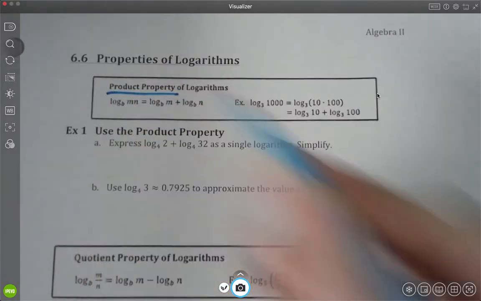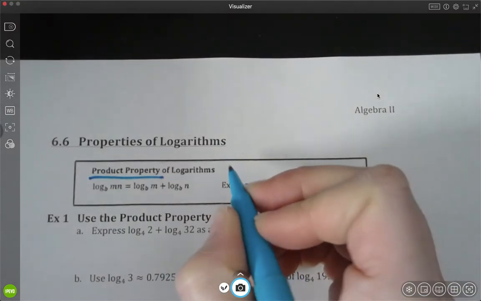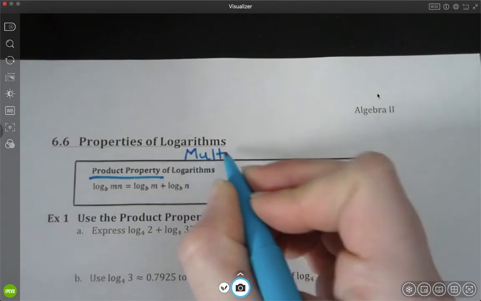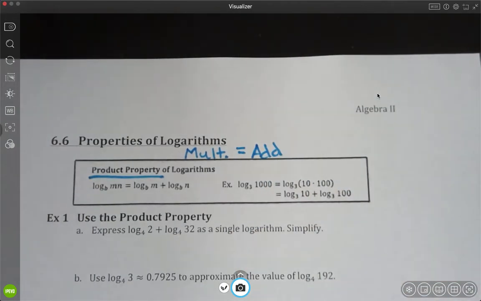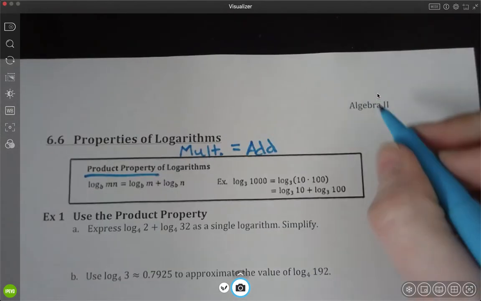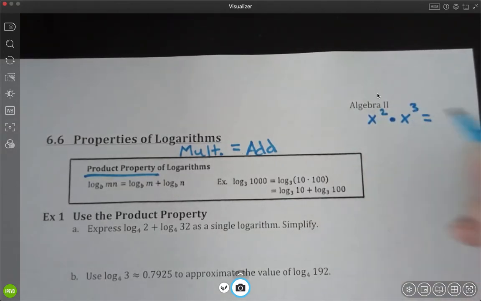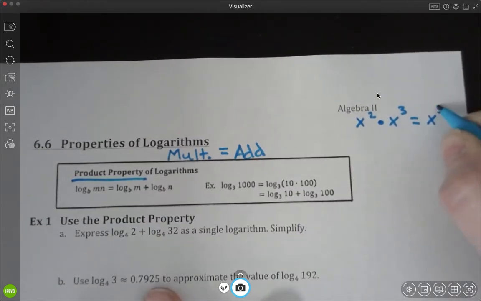This is the product property. What does product mean? The answer to multiplication. So product means multiply. Now, I'm going to put multiply equals add. When it tells you multiply, you are going to add, and here is why. I'm going to relate this back to something you've seen before. Let's say I have x squared times x cubed. We are multiplying there, but what do we do with the exponents? You add. That's why multiply means add. Do you see that?